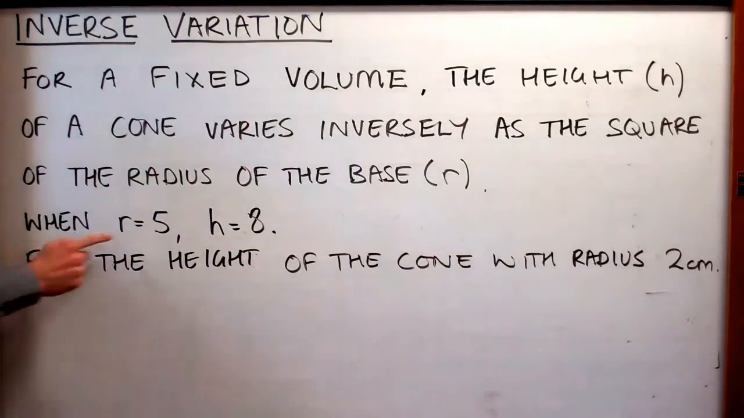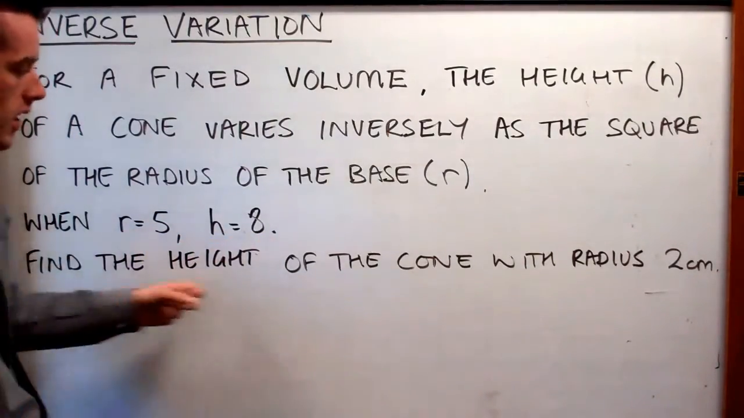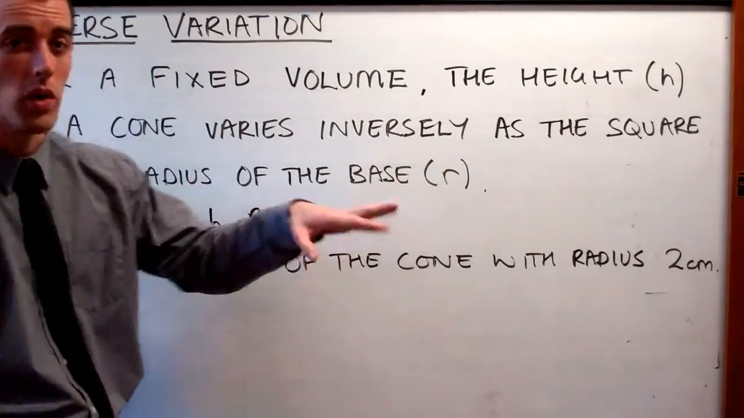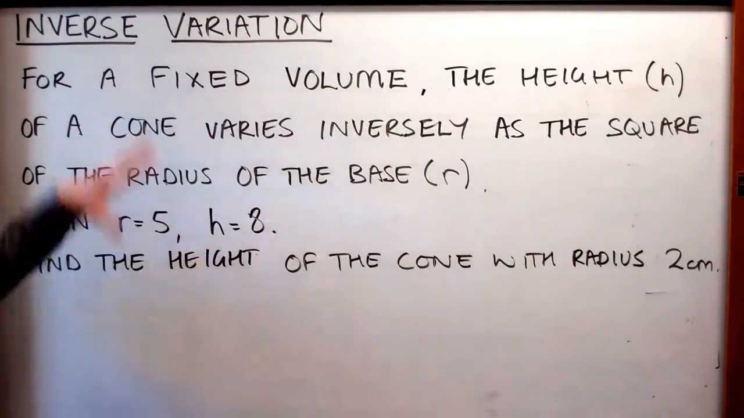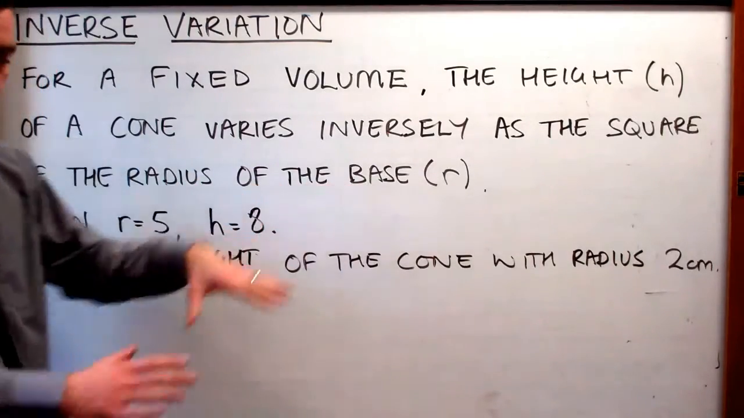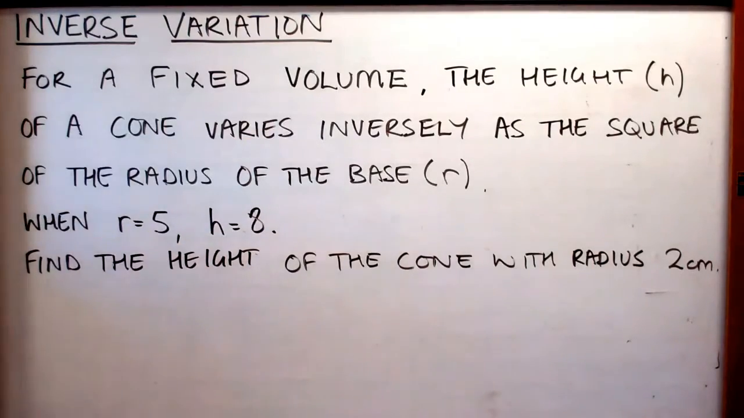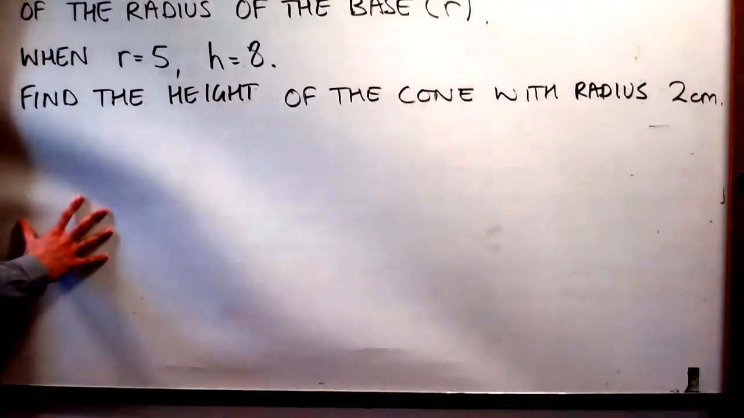It says, when r is 5, h is 8, find the height of the cone with radius 2 centimetres. So we're going to start this off. What I want you to do is copy this down just now. Pause me and copy this down, because we're going to have to move the board up and you'll not be able to see it in a little minute. So if you just pause me just now and copy that. And then we'll move this up a little.